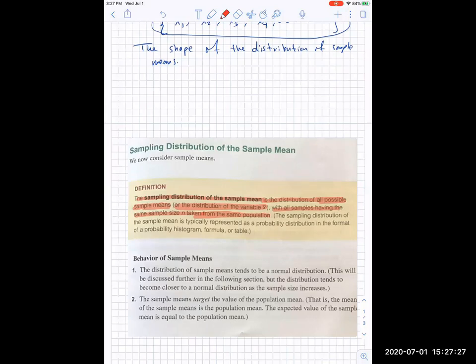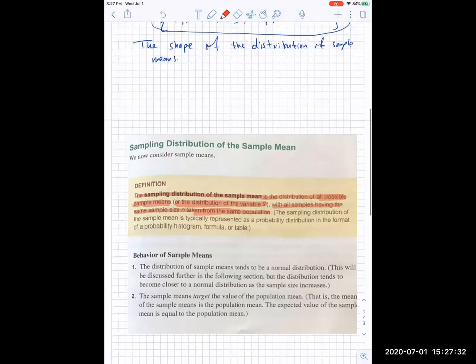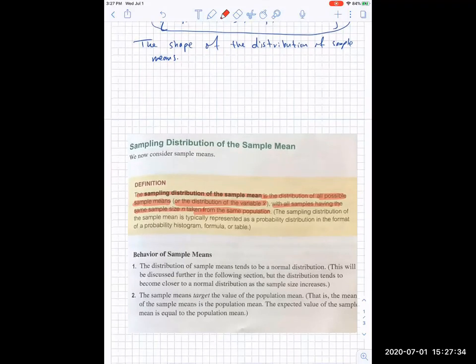This variable, the sample mean, is very important. We want to learn more about how these sample means, how we can describe them. We try to get more information and insight on this statistic.